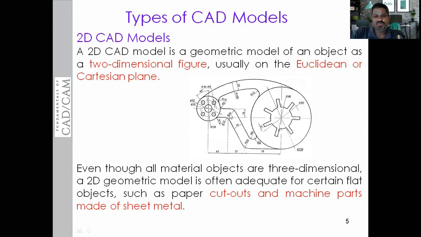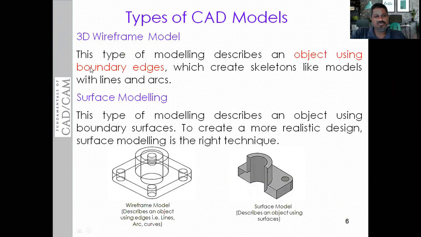Now let me move further to see what is the wireframe model. This type of modeling describes an object using only boundary edges. I mean a model is represented using only the edges. An edge can be an arc, an edge can be a line. So that type of 3D CAD model is called the 3D wireframe model. It looks like a mesh model. It is also called a mesh model.